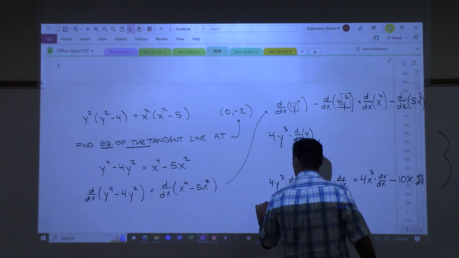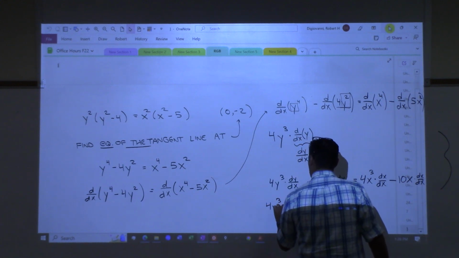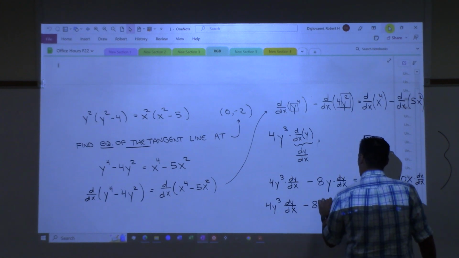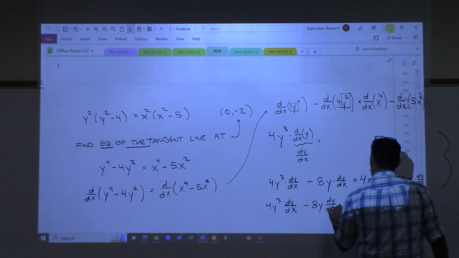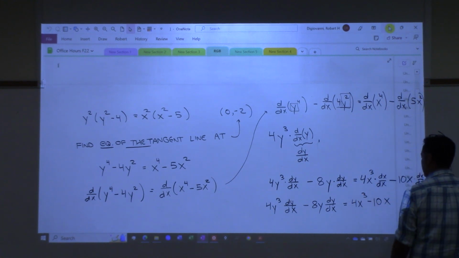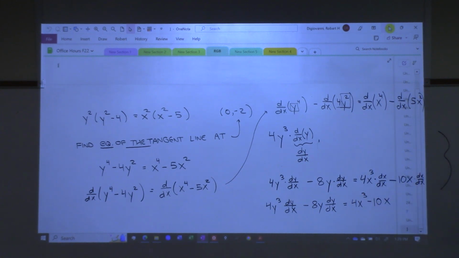So here I have 4y cubed dy/dx minus 8y dy/dx equals 4x cubed minus 10x. Those dx/dx's just go to 1s. And that is the raw implicit differentiation.